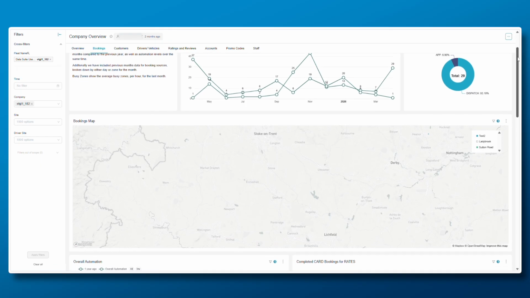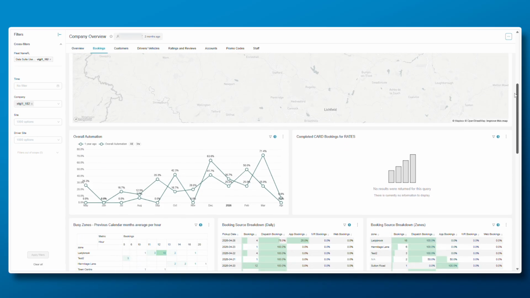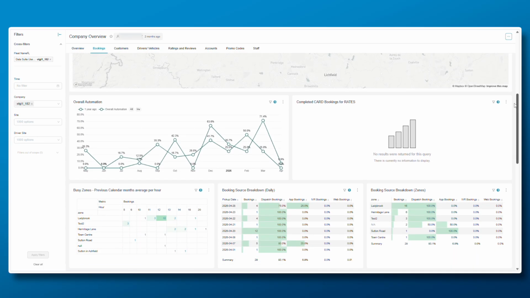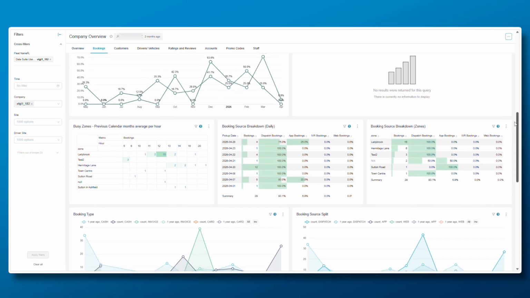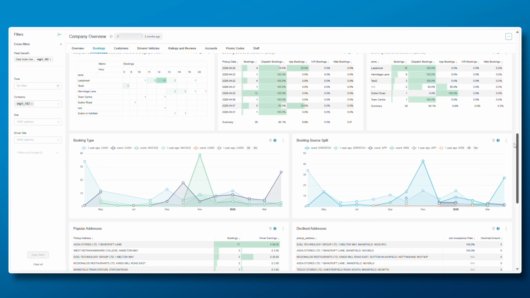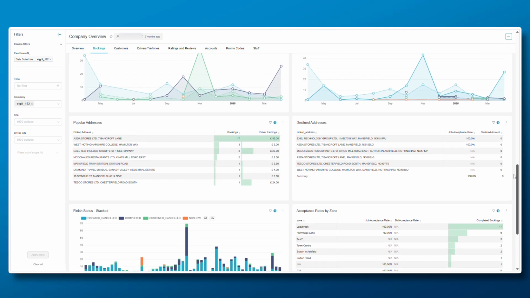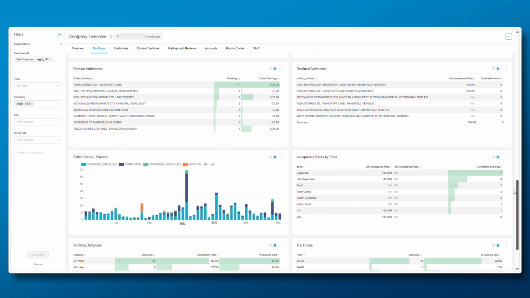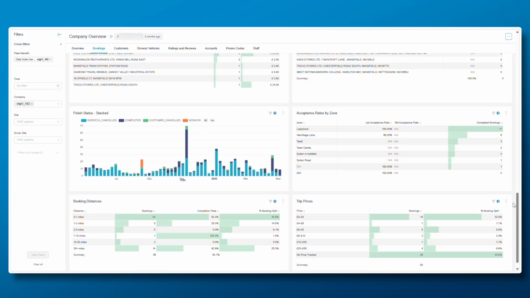Next, we move into the bookings dashboard, which takes things a level deeper and helps you understand what's driving your demand. Here you can track automation rates over time, break down where your bookings are coming from and see how different booking types contribute to your overall volume. This is where you can start identifying opportunities to improve efficiency, particularly around automation, and ensure you're getting the most out of your booking channels. Ultimately, it helps you fine-tune how bookings are coming into your business.